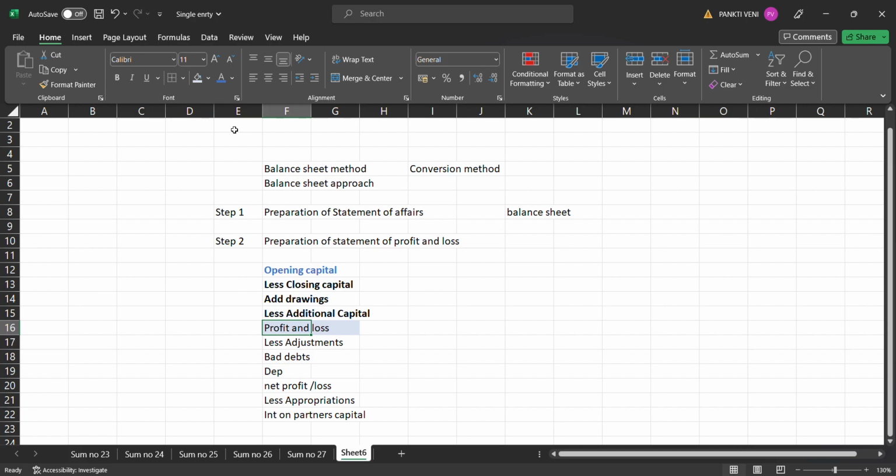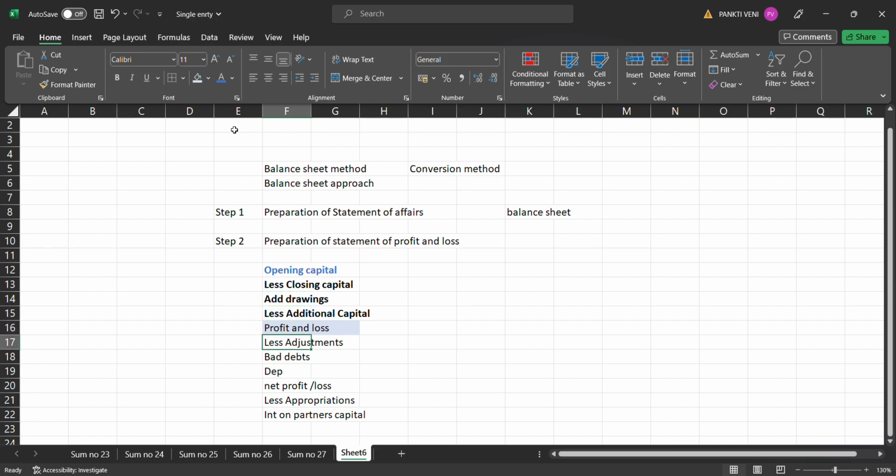Learning the format is also not a task. You should know what is opening, less closing, add drawings, less additional capital. Whatever is income to the firm, that you are supposed to subtract. See, closing capital is income to the firm, additional capital is income to the firm, that you are supposed to subtract.